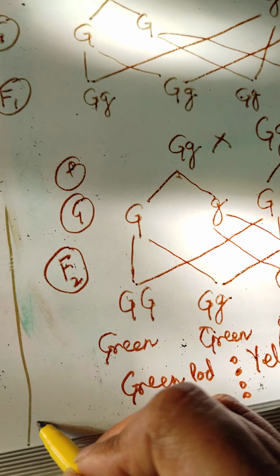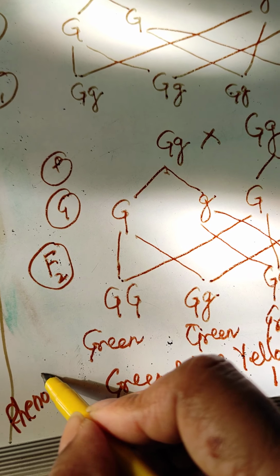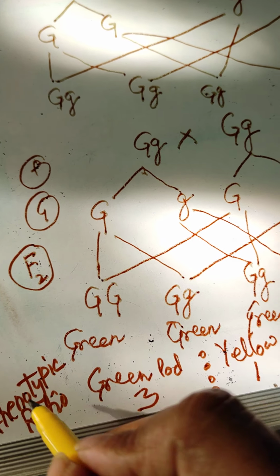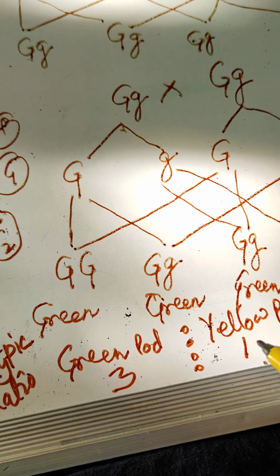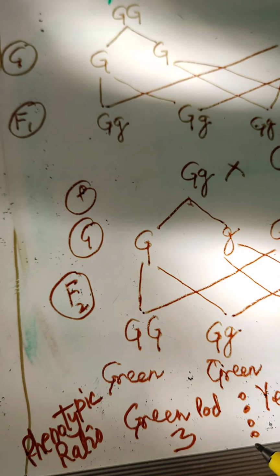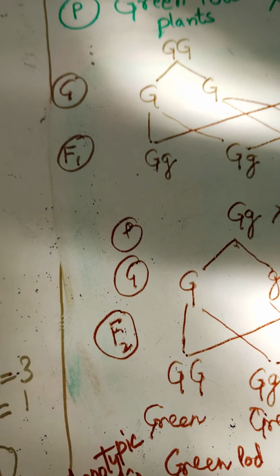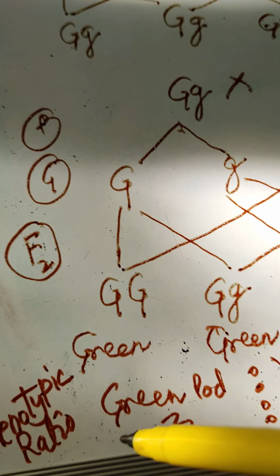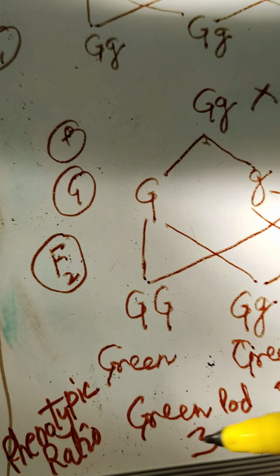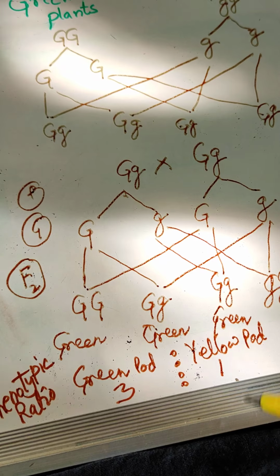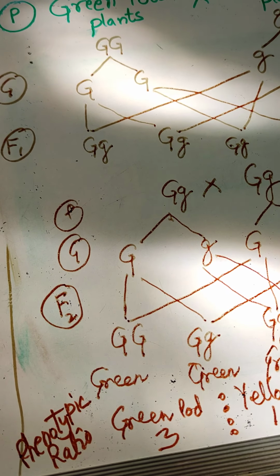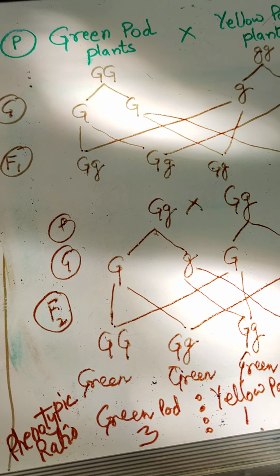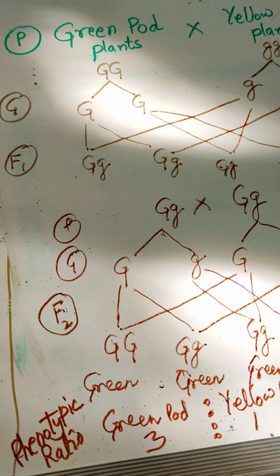So the phenotypic ratio in this case also is 3:1. Whenever a monohybrid cross is done, in F2 we get a 3:1 phenotypic ratio. And if we want to find the genotypic ratio, then what will we do?